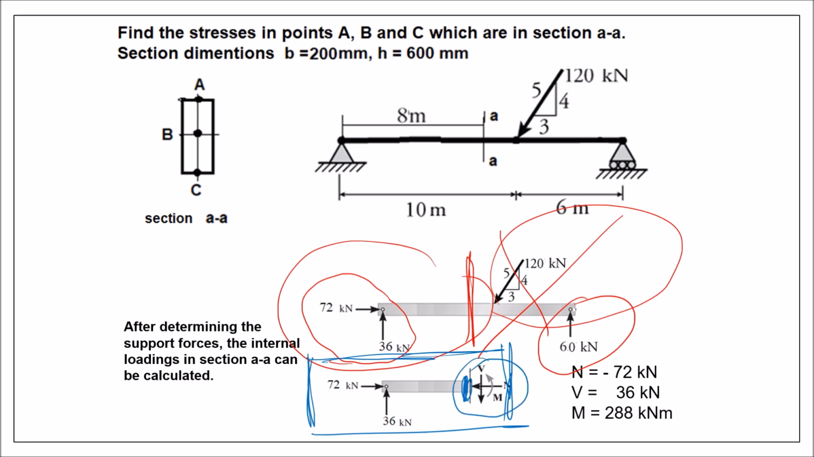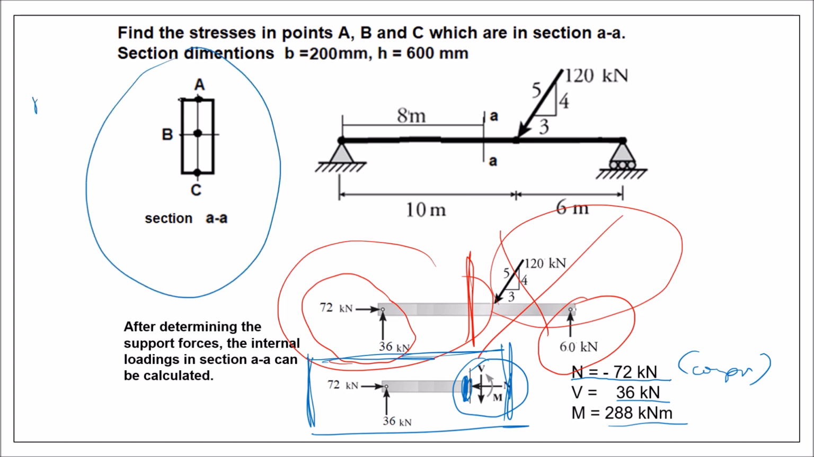So if you like the equilibriums, you find that N is minus 72. Why minus? Compression. V is 36, M is 288. So I have a section like this where I have a negative normal force, a V and M. So the question is, what are the stresses in points A, B, and C?